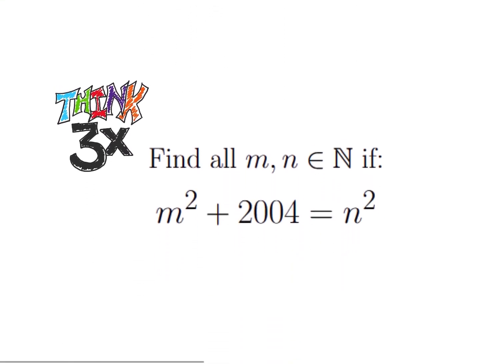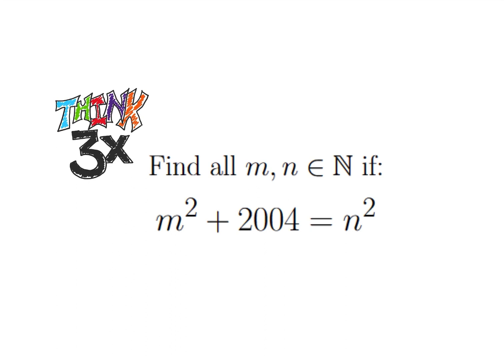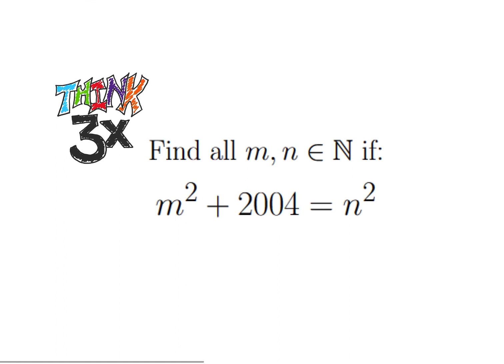We're solving a fun little problem today. We want to find all values m and n that are in the natural numbers if m squared plus 2004 is equal to n squared. All right, so if you'd like to give this a shot, go ahead and pause the video. Otherwise, we're going to jump straight into our solution.